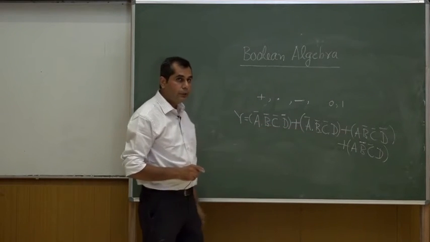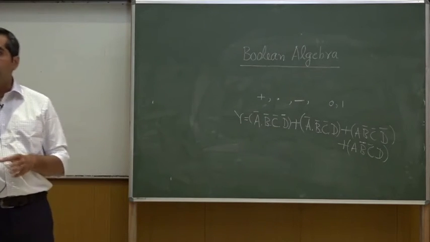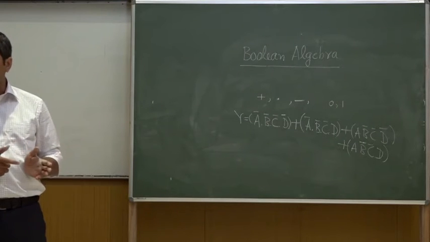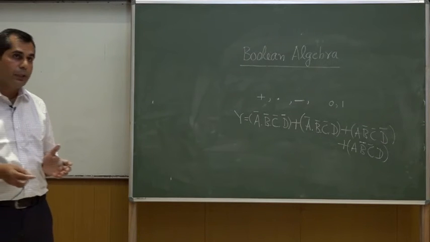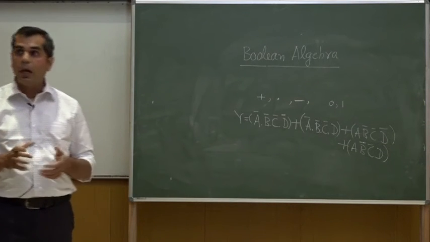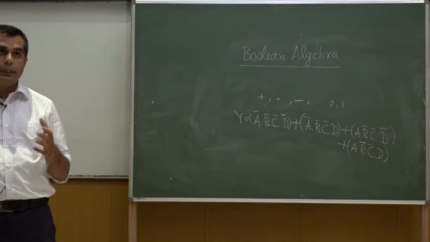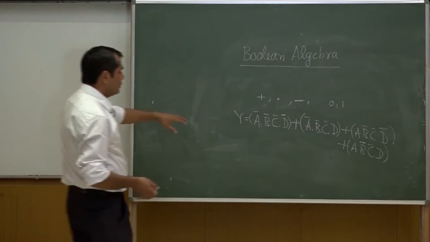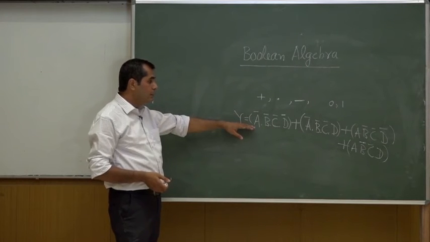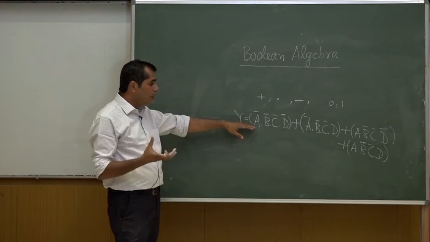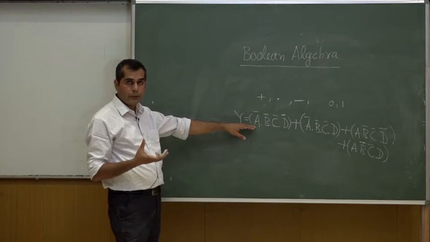So, here I can use the theorems and postulates of Boolean algebra in order to simplify this given logic function. Why is this simplification important? Because it can save you hardware in the circuit design. For example, if you have to implement this given statement, you need a large number of OR gates and AND gates. Is it not so?